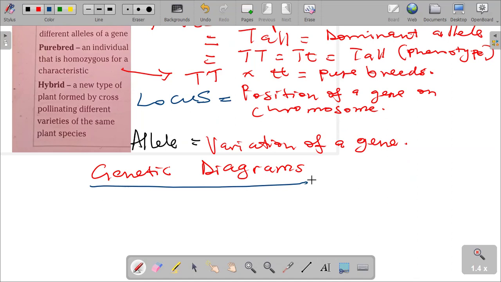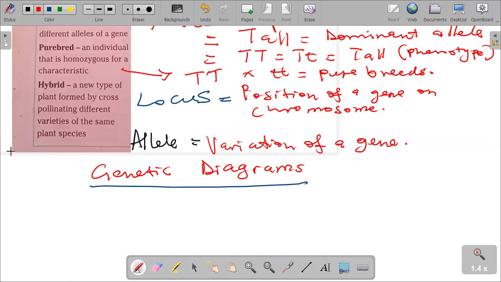So in that case, we do have symbols that are used in terms of generations. Generations are represented by P and F, where P represents the parental generation. We have got symbols that are used to represent generations.